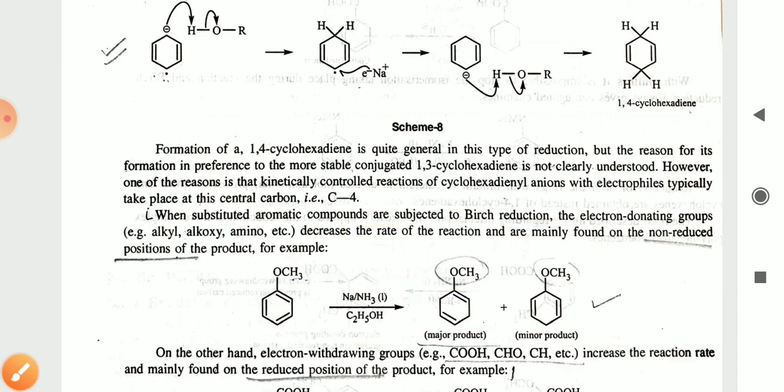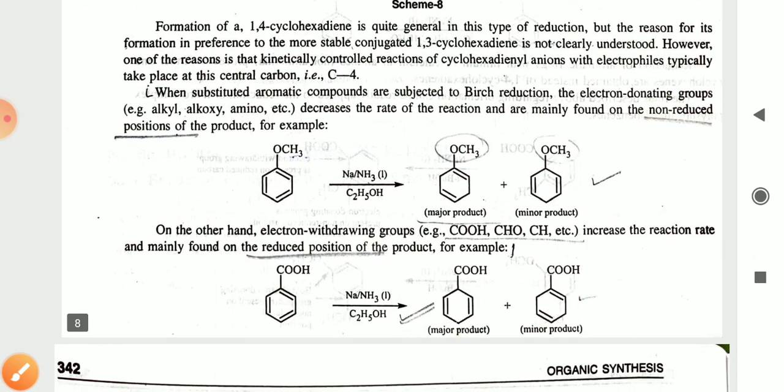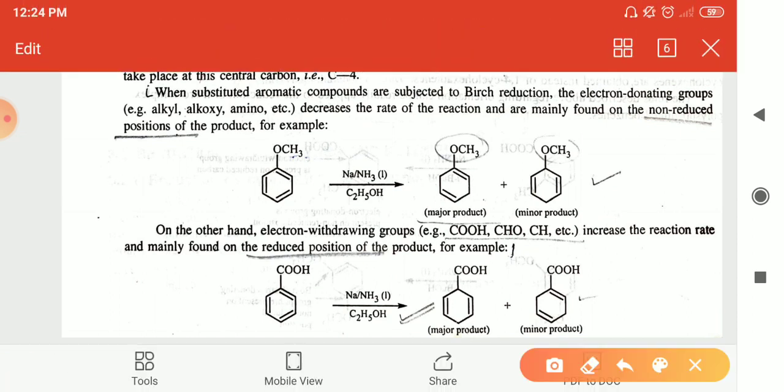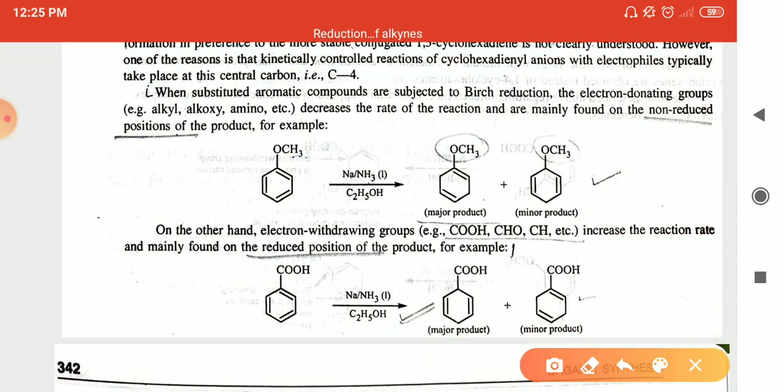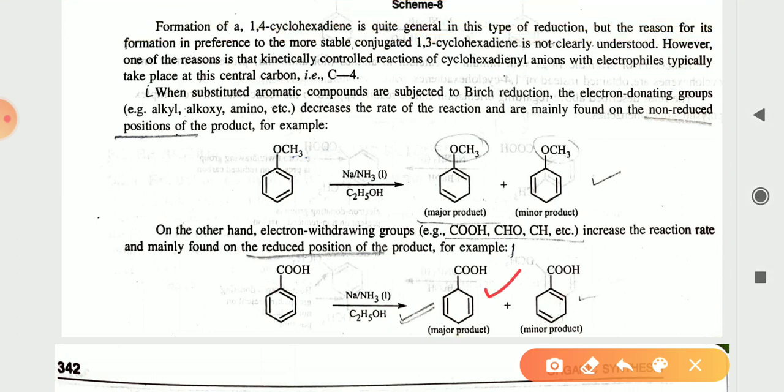Okay, so the major product will be where the position of the double bond changes. On the other hand, electron withdrawing groups like COOH, CHO and CN increase the reactivity rate and are mainly found at the reduction position of the product. Okay, so you can see here the COOH present on a benzene ring, and it will be reduced. The major product is the increased stability product.